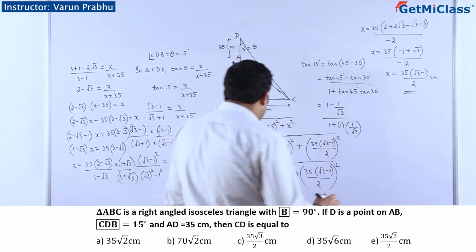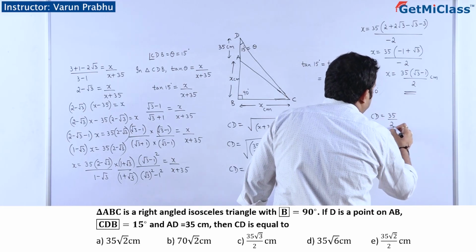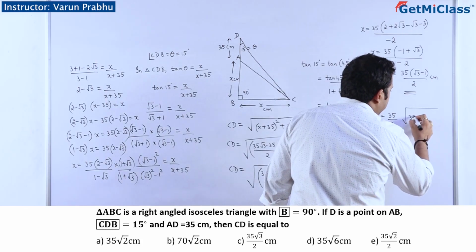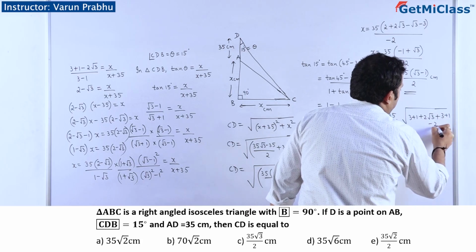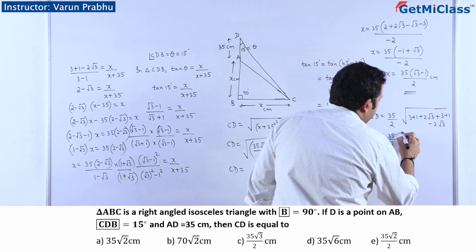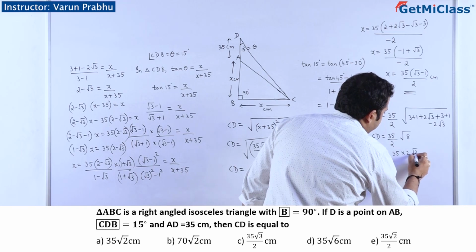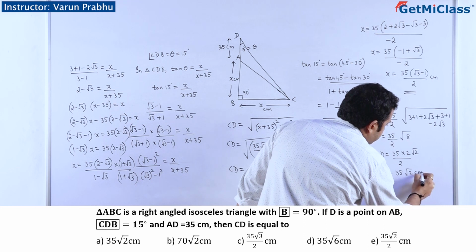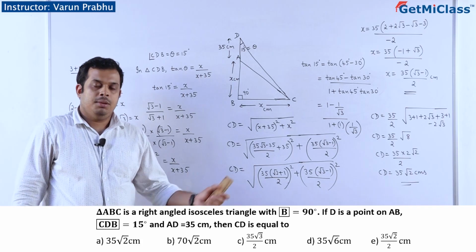What will be the answer that we get now? 35 divided by 2 will come out of the root. So the square root of (root 3 plus 1) the whole square plus (root 3 minus 1) the whole square, that is nothing but 3 plus 1 plus 2 root 3 plus 3 plus 1 minus 2 root 3. So CD is equal to 35 divided by 2 into root 8. So CD is equal to 35 into 2 root 2 divided by 2. So the answer is 35 root 2 centimeters. Is it okay? Very important, very lengthy problem. Mark this as important.